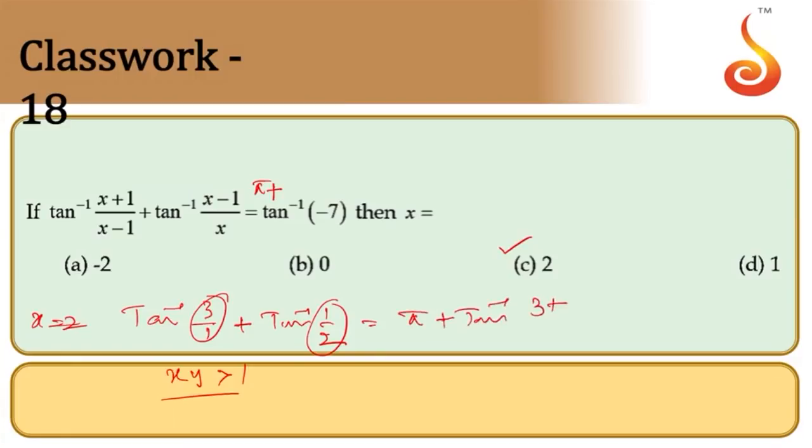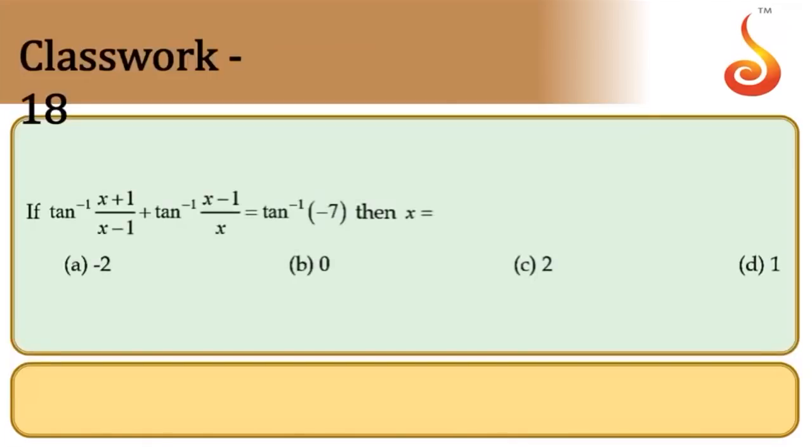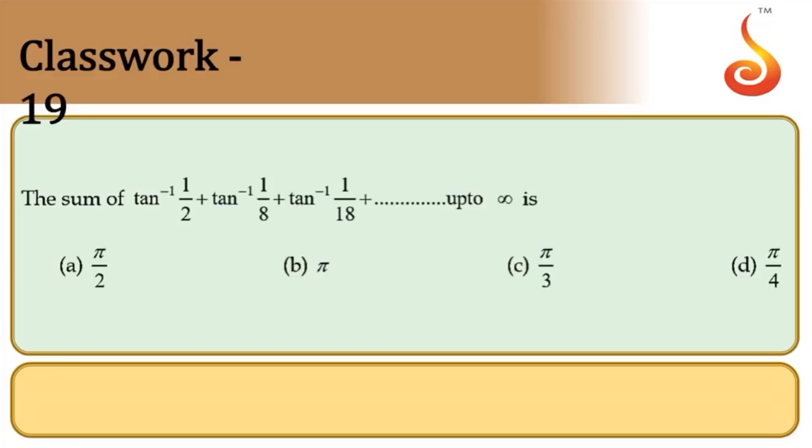So that can be written as pi plus tan inverse of 3 plus 1 by 2 divided by 1 minus 3 by 2, which is nothing but pi plus tan inverse of minus 7. So the answer is satisfying it. So answer x equals 2 will be the solution for the problem. So it is supposed to be pi plus tan inverse 7.